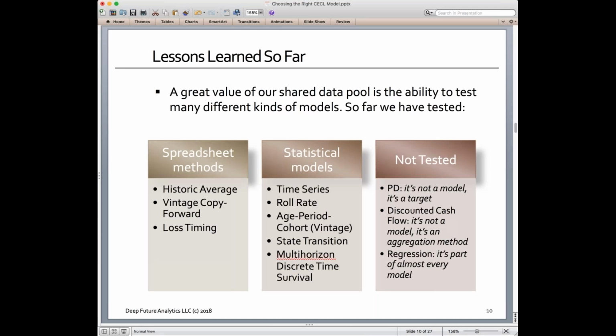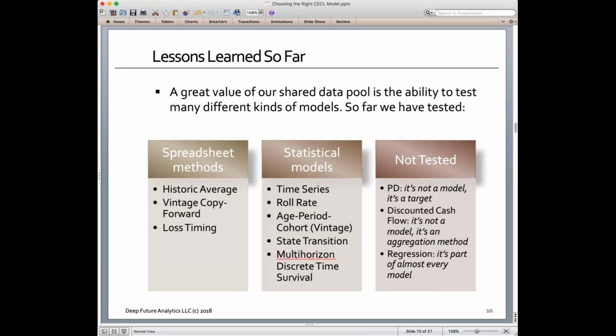So instead of your historic average multiplied by the 1 year loss, well, instead of computing a 1 year loss rate, you're computing a 1 year loss rate times 2.5 years for a 5-year auto loan, or times 7 years for a 30-year mortgage. So pretty simple.